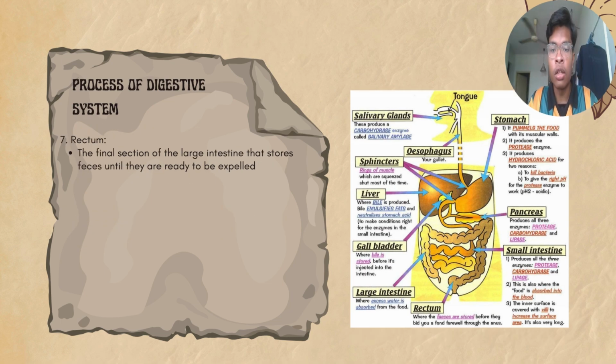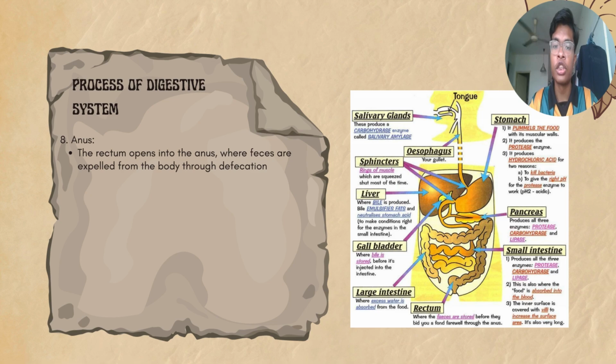Now, I would like to talk about the rectum. The rectum is the final section of the large intestine that stores feces until they are ready to be expelled by the anus. Now, I would like to talk about the last part of the process of the digestive system, which is the anus. The rectum opens into the anus where feces are expelled from the body through defecation. And this is it. This is the final process of the digestive system.